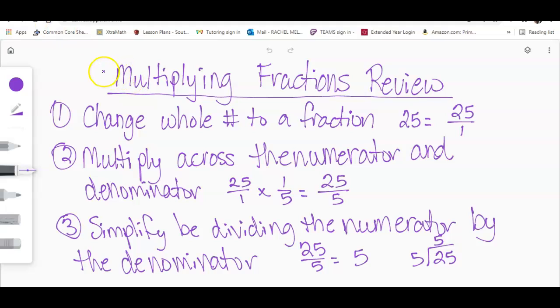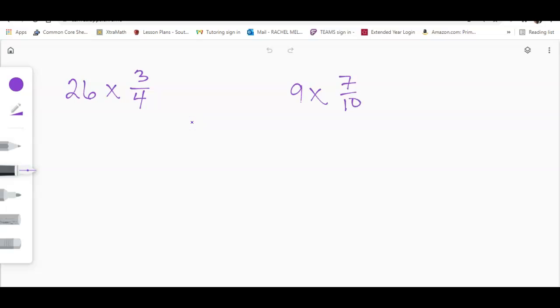So today we are going to review the standard algorithm for multiplying fractions. So I need you to go ahead and stop this video, pause it for a moment, and write down these 3 steps. These are the 3 steps for multiplying fractions that you will need for the rest of this class, period. So we're going to do 4 practice problems on this video so you can see how these steps work.